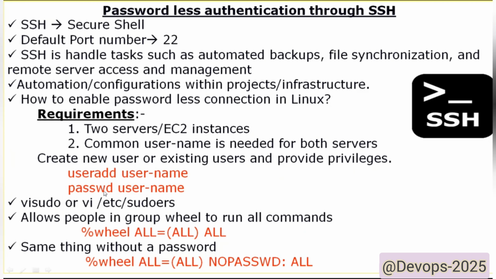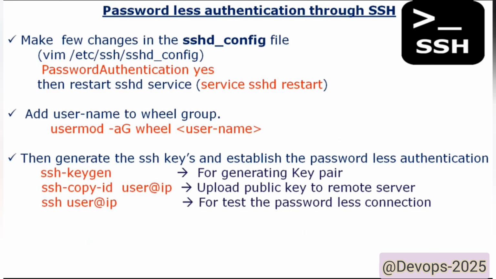There are different approaches to do passwordless connection. One is we can create a separate group and add those users, or we can directly add those users to the wheel group. So under sudoers we can enable these two configurations: one is for wheel ALL=(ALL) ALL, and the same thing without password also we have to enable. After that we need to make a few changes in the SSHD configuration file.